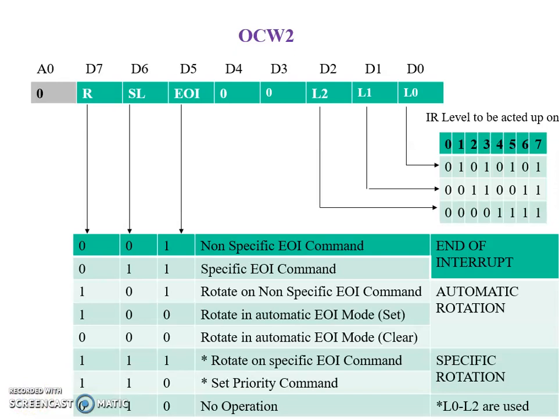Now we will see what is the difference between the specific EOI command and the non-specific EOI command. Specific EOI command: this command specifies which ISR bit is to be reset. ISR bit means interrupt service register bit. It is sent to the 8259 at the end of the interrupt service routine. In the specific EOI command, at the end of the interrupt subroutine program, we have to specify which ISR bit is to be reset.